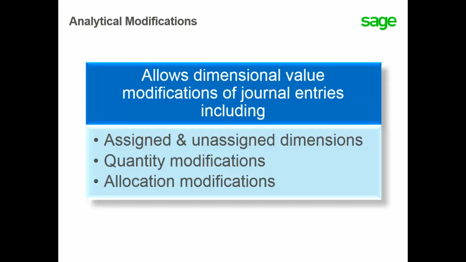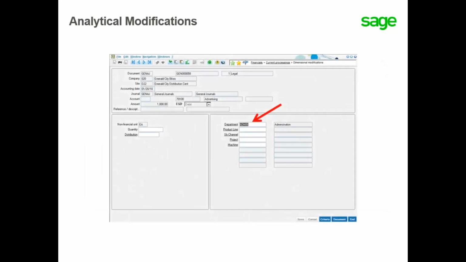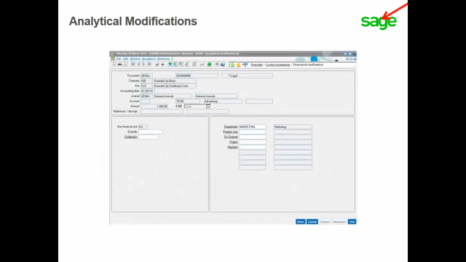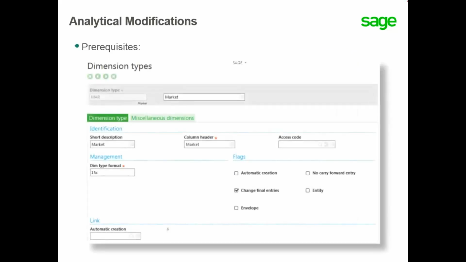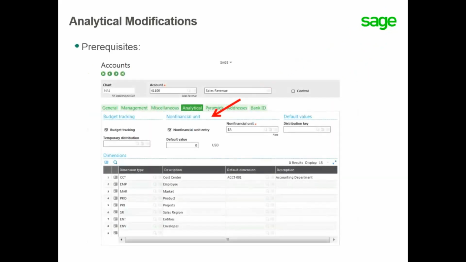You discover the dimension value was incorrect. For example, you select the admin value for your departmental dimension, and it should have been marketing. You're able to change it. Now, there are also prerequisites. In the dimension type setup, the Change Final Entries box has to be checked, and in your GL account numbers, you have to have dimension types assigned.